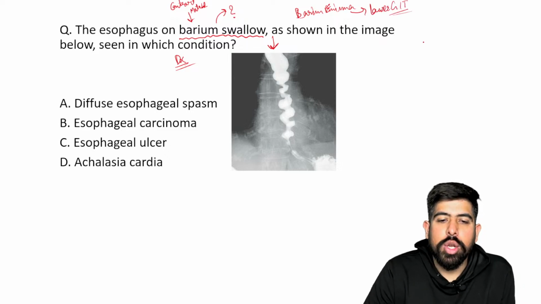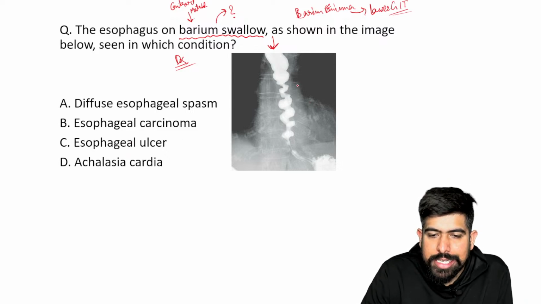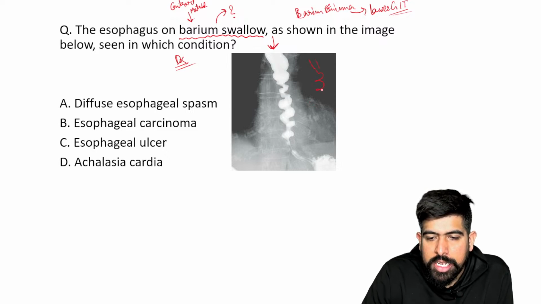This is for the lower GIT. Okay, so now tell me what is seen in this condition. Can you see this particular esophagus? It is coming straight and then it is having a corkscrew appearance. Okay, so it is having such screws like this.